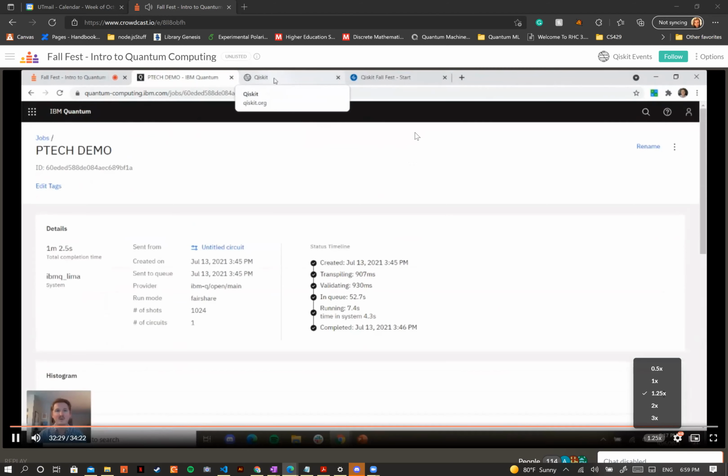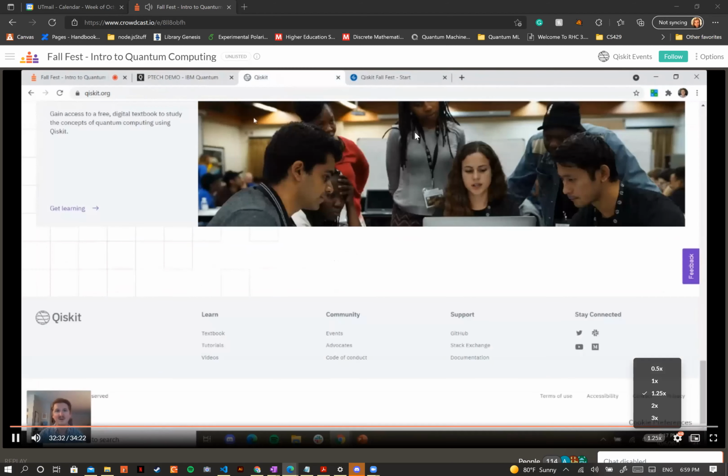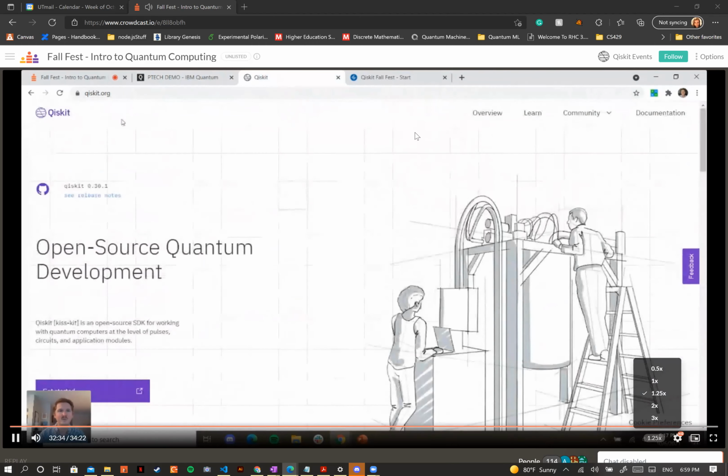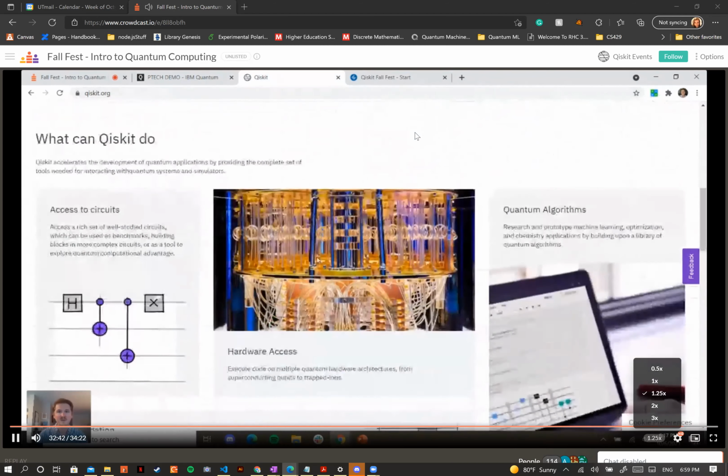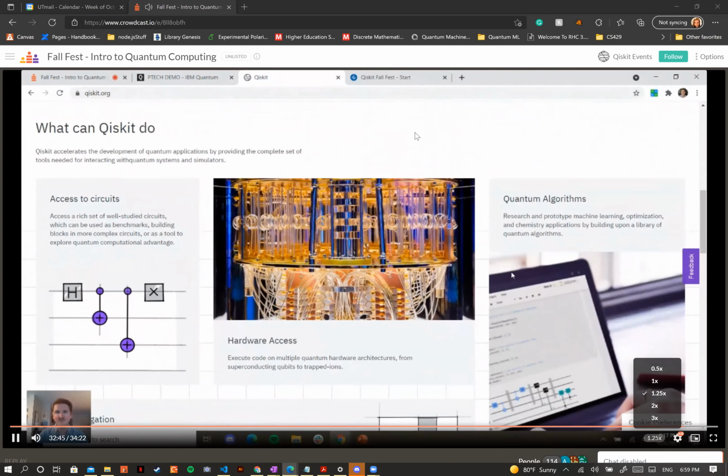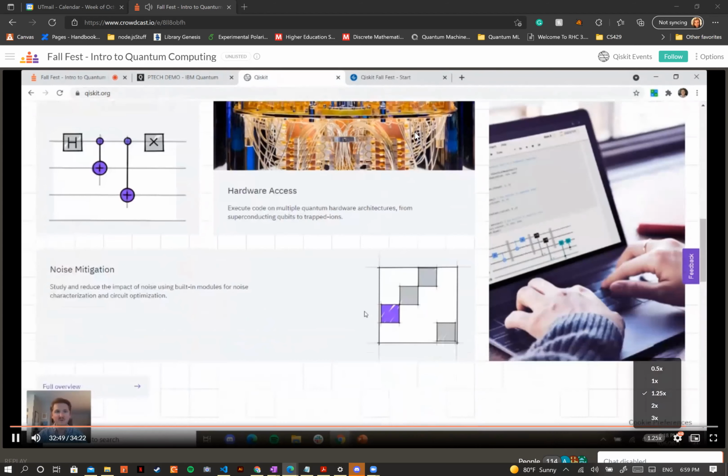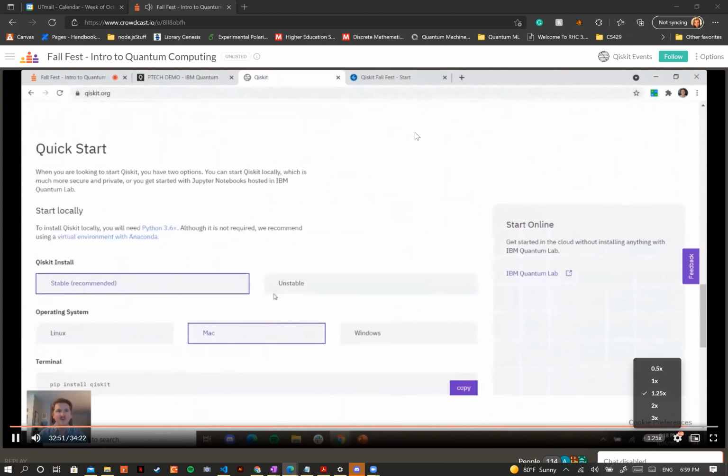All right, so I've said enough about Qiskit that it's about time I actually show you it. If you go to www.qiskit.org, you will see our homepage for everything you need to do to get started with Qiskit. Now, you'll be able to read our textbook from here. You'll be able to look at other tools and tutorials from here. But most importantly, you can see our quick start menu.